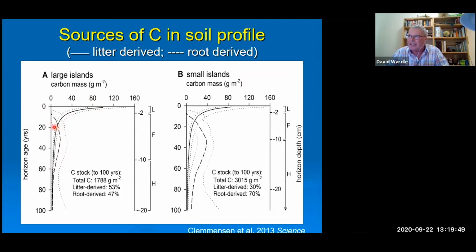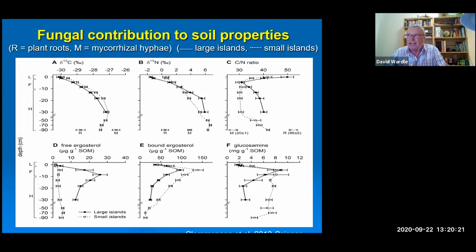So after about 20 years of age down the profile, most carbon is root derived. And this is even more apparent on the small islands with the really deep humus. This is carbon down the profile explained by litter. This is carbon that could not have come from litter and came from roots. Most of the carbon is actually root derived. And we have multiple lines of evidence that this carbon is actually not derived from the plant root material from the plant itself, but actually from fungi that are associated with the roots. And we have multiple lines of evidence for this.